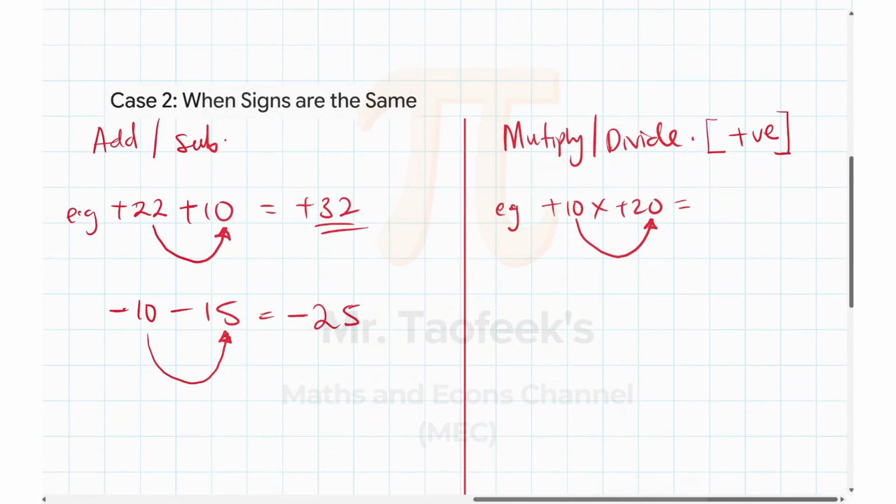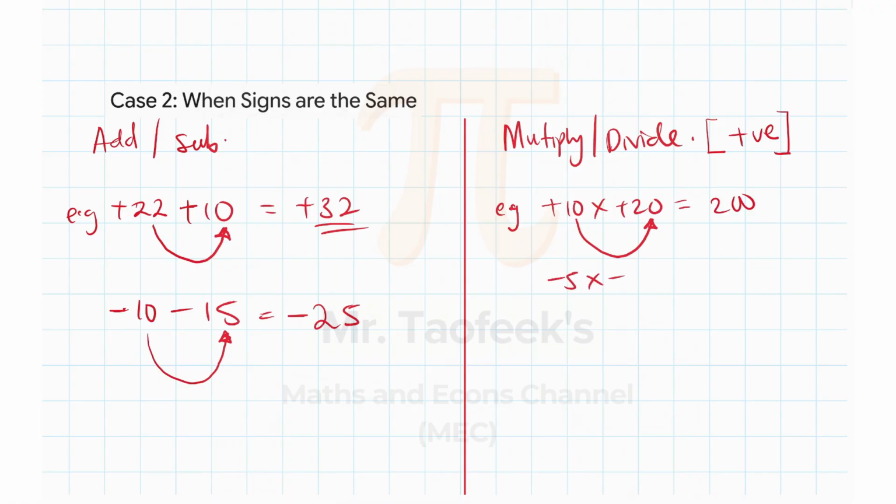So for this one, my answer is always going to be positive. So it's just going to be 200 minus 5 times minus 5. So focus on the number. 5 times 5, 25. The signs are different. Sorry, the signs are the same. Minus is multiplying minus. My answer will be plus.